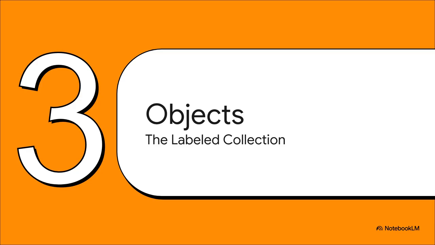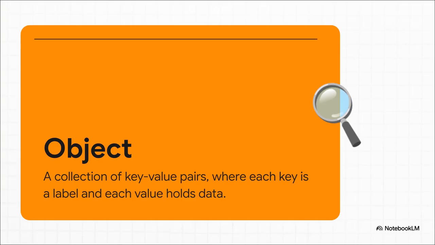All right, so we've got a handle on arrays. Now let's grab that second power tool for our toolbox, objects. This is what you're going to reach for when the order doesn't really matter, but having clear descriptive labels is everything. So the whole idea behind an object is this concept of a key-value pair. You've got a key, which is just a fancy word for a label, and you pair it with a value, which is the actual data.